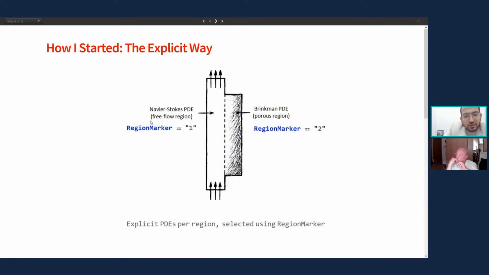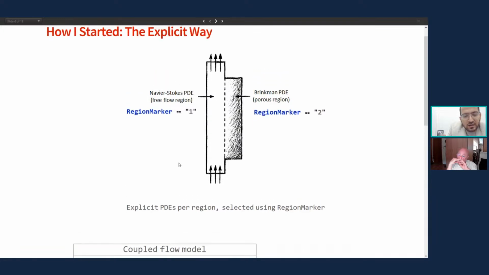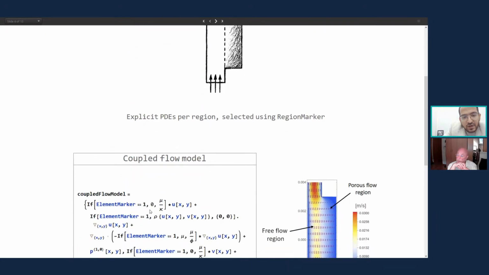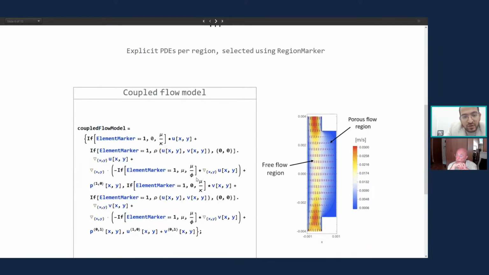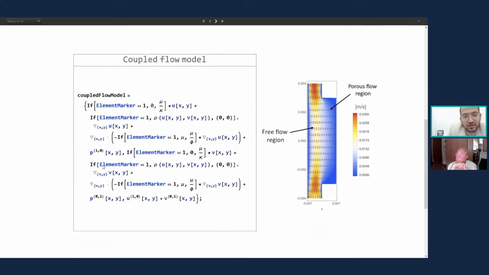All right. So when I started studying this concept, I had this code to start with, and basically we weren't using any PDE components, and we were just writing the PDEs explicitly. And here you see the model where we have written the PDEs for the Navier-Stokes and the Brinkman equations in very explicit form. And you see that it's a rather messy code where you have lots of if statements.